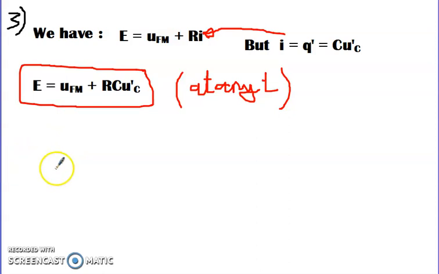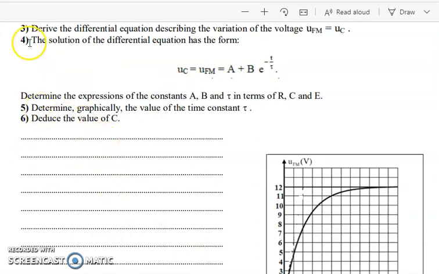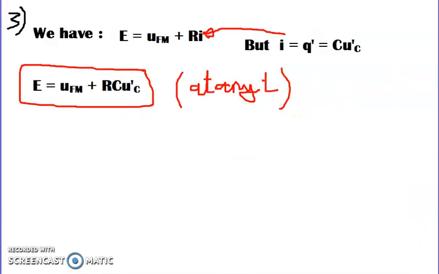Right. So in part 4, we are given the solution of this differential equation, a plus b exponential minus t over tau. Determine the constants a, b, and tau in terms of r, c, and e. We are given this solution, uC equals a plus b exponential. Because uC is a solution of this equation, it has to satisfy it. It means the left-hand side of the equation must always be equal to the right-hand side, and this solution must verify this equation.